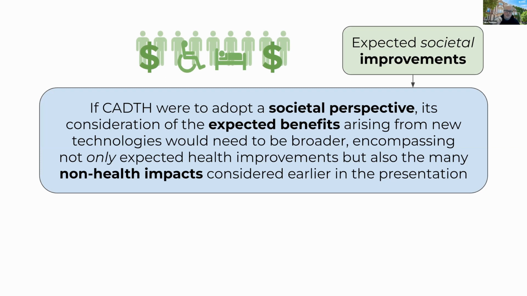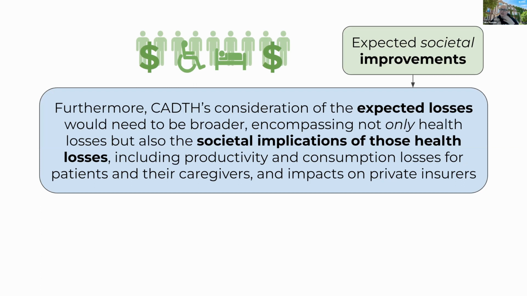So it's not just expected health improvements, it's now expected societal improvements that include health, but also productivity, many, many other benefits. But the other side of the coin here is that CADTH's consideration of the expected losses would also need to be broader, encompassing not only health losses, but also the societal implications of those health losses, including productivity and consumption losses for patients and their caregivers, and impacts on private insurers.